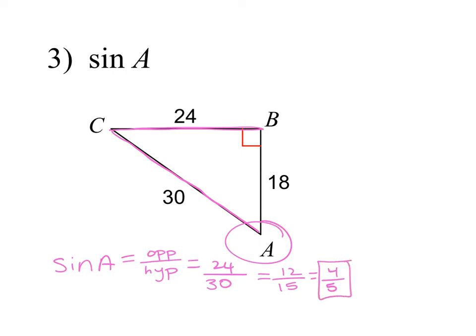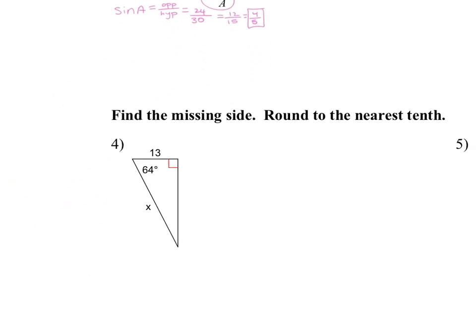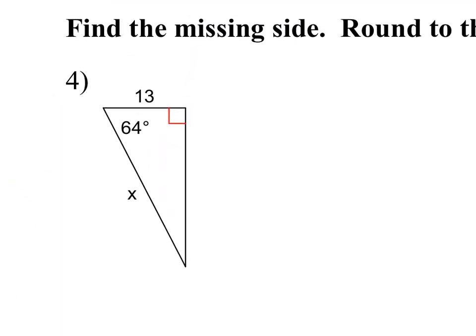And so that's my ratio. So those are 3 examples of finding the sine ratio, the cosine ratio, and the tangent ratio. And now we're going to look at how we might use this to find a missing side. Because for any 2 triangles with the same reference angle, the ratios will be the same, we can use that knowledge to help us find missing sides.